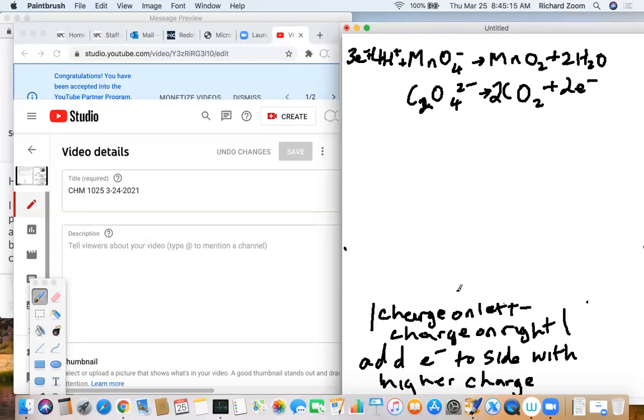Okay, so let's look at how I applied this thing here. So negative 2 and 0, the difference is 2. I mean, when you take the absolute value, 0 is higher than negative 2. So I added 2 electrons to the side that has 0. That's how I did it. Anybody got any questions?